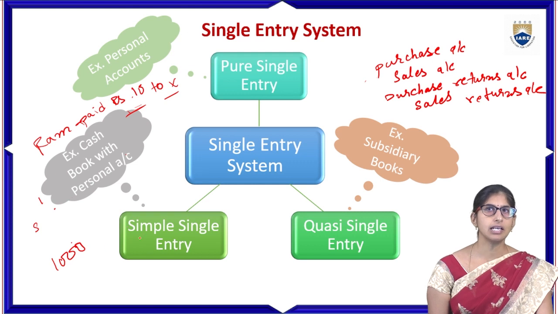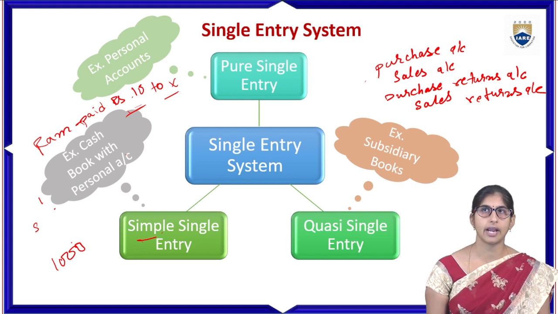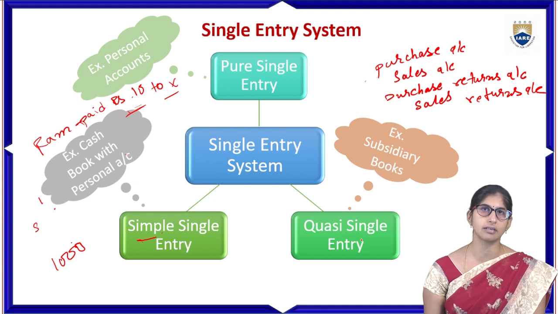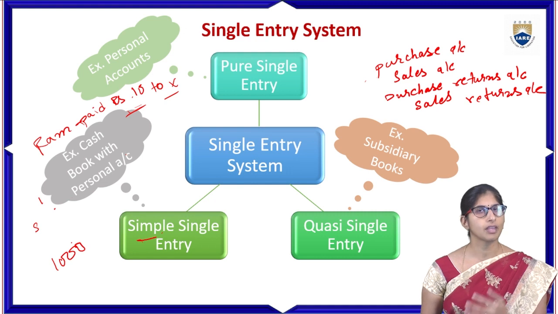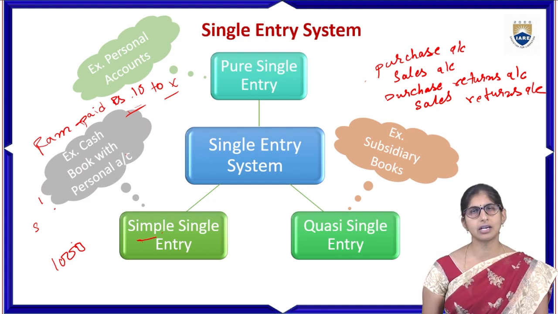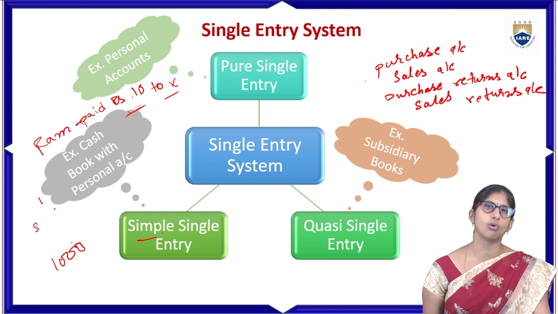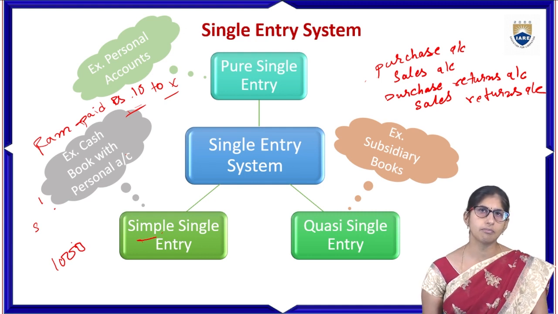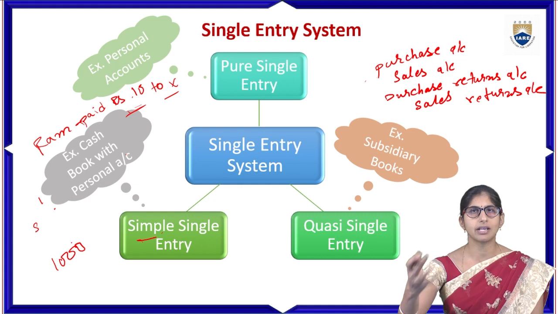In simple single entry system, we consider personal accounts as well as cash account. And coming to quasi single entry system, here we maintain subsidiary books. Subsidiary books means here we may purchase. How do we get items in our particular shop? We buy the provisions, we buy the goods from our wholesaler. If we are having a retail outlet, we buy goods from a wholesale outlet, right? From the wholesaler, we are buying goods and with some margin, we are selling goods.